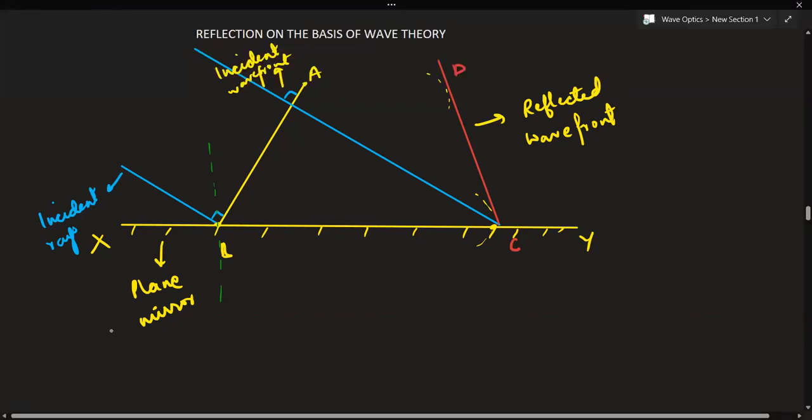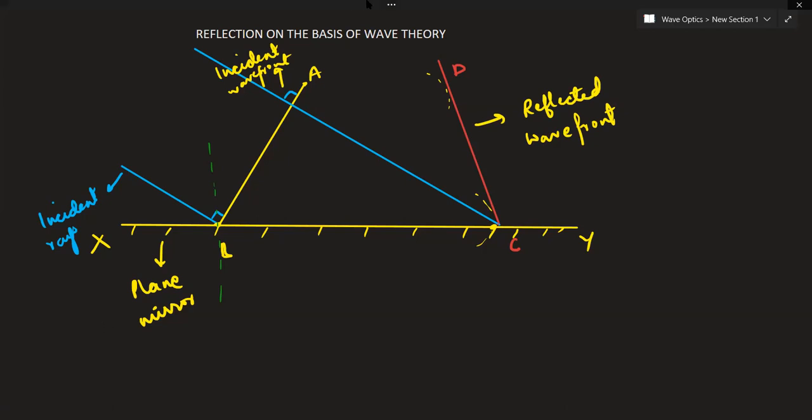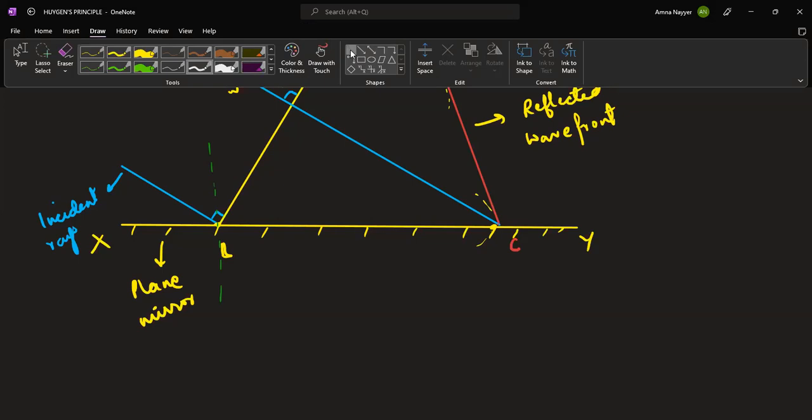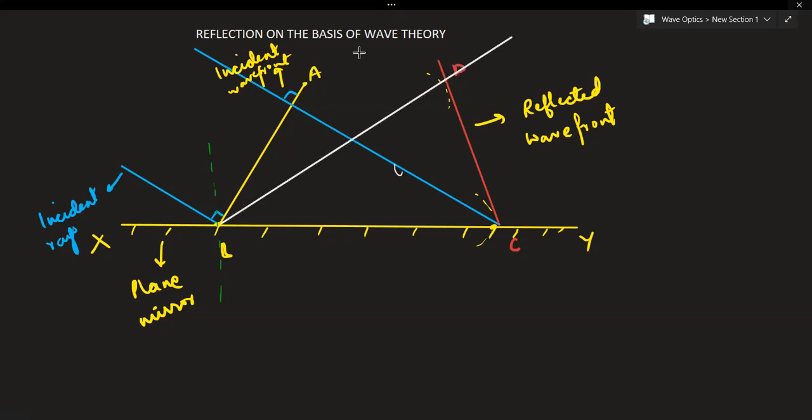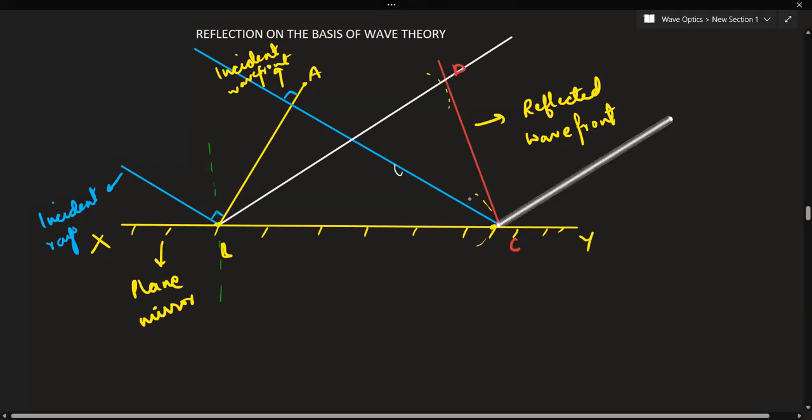Yes, reflection will occur. General phenomena of reflection will occur. So what will happen? This will get reflected towards this part. And similarly, the incident ray, this will also be getting reflected. So these white lines, these are the reflected rays.